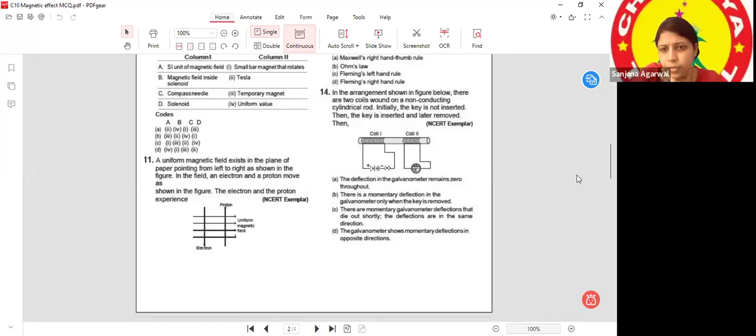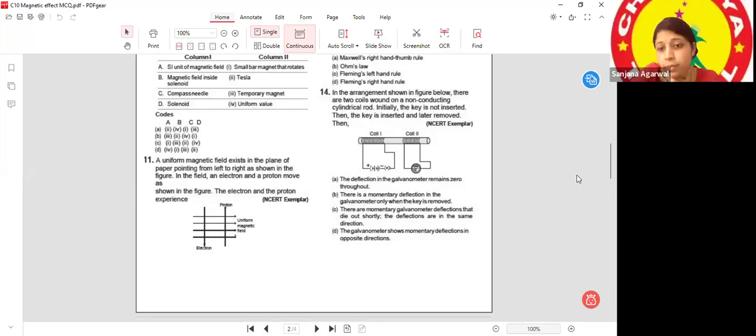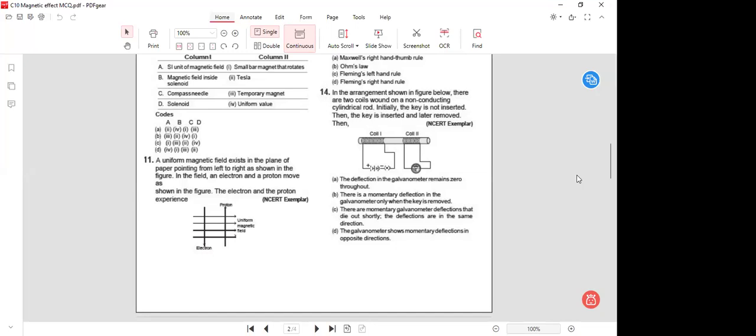So B or D? Ma'am, it doesn't show at all the times of B. Dear, the galvanometer shows momentary deflection in opposite directions: first when it was inserted, next when it was removed. But ma'am, that basically is saying that throughout they'll be showing momentary deflections, right? It's only when the key is removed and put in that it shows deflection.